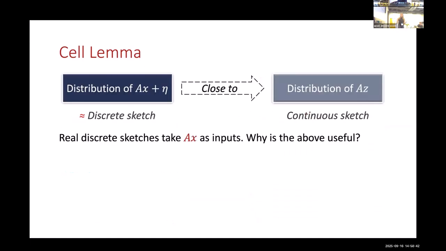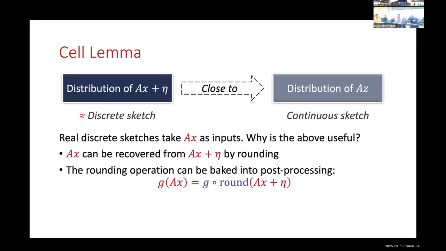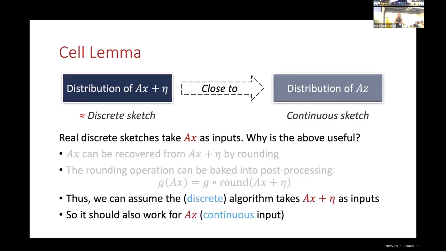But now you might be concerned: why are we looking at AX plus eta? Since we're all thinking about discrete sketches, we should have discrete inputs. Why do we have this strange eta? Well, discrete sketches take AX as the input, but AX can be recovered from AX plus eta, since we can just bake in the rounding in the post-processing step. So the algorithm can receive AX plus eta, then choose to round to the nearest lattice point, and then apply the estimator function. So this is without loss of generality.